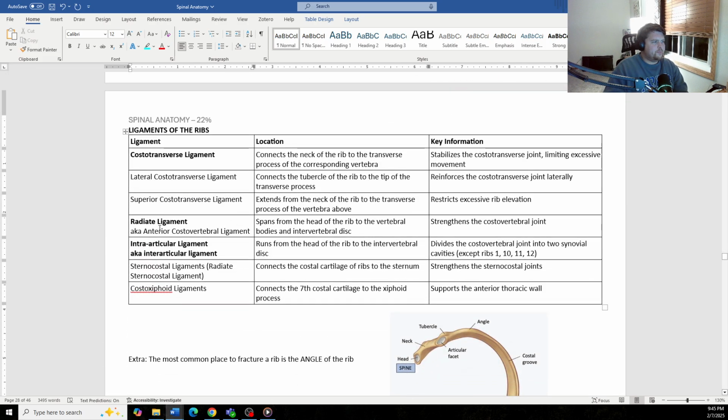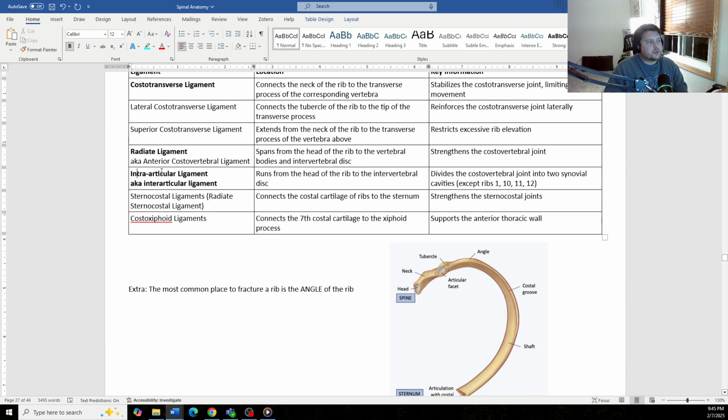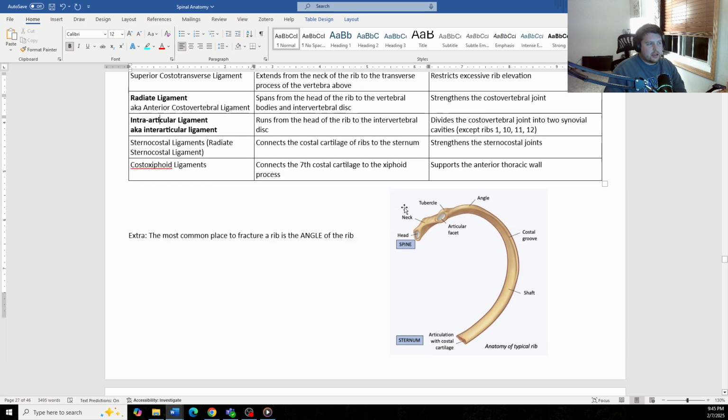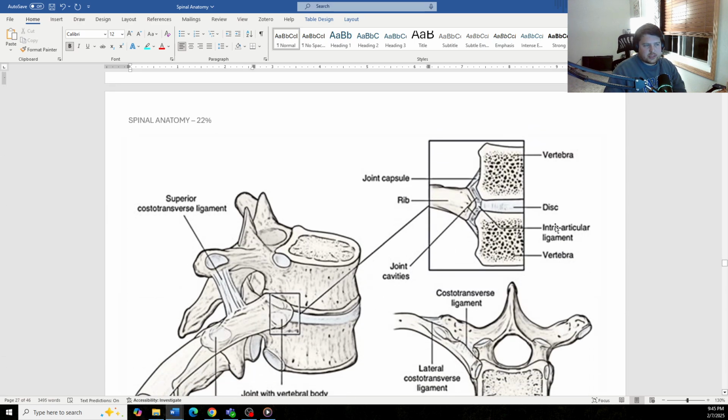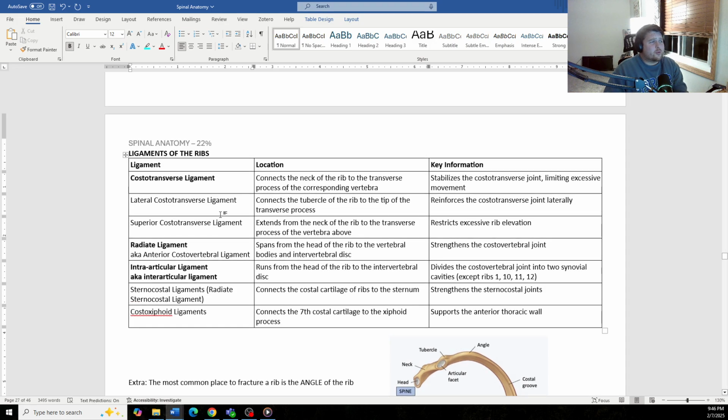Possibly not, but that's what it's from the rib, head of the rib to the vertebral body and the intervertebral disc. Last one that they'll potentially ask about is the intra-articular ligament. This is from the rib head to the intervertebral disc. There's that intra-articular ligament connecting it right there to the IVD, the disc. Those are the main three. If you're ever going to get a rib question, those would be one of the three that you're going to get asked about.